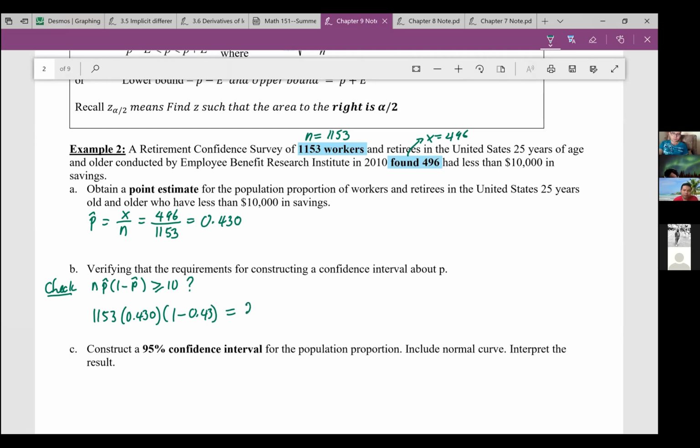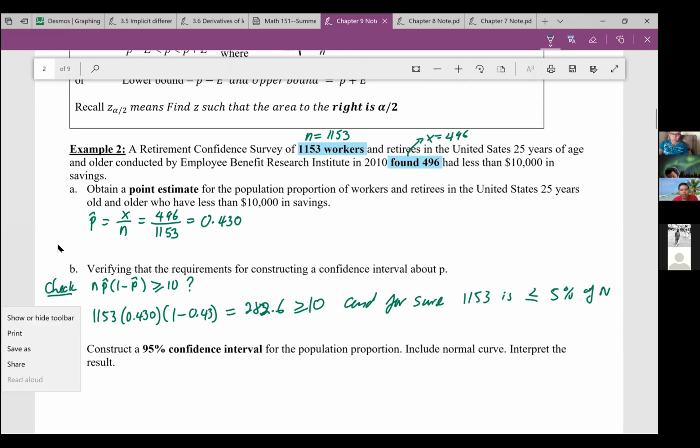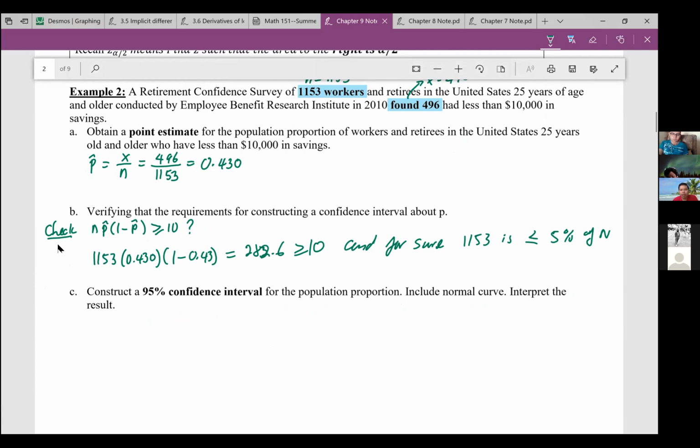All right, so this is 283.82.6, so this is bigger than or equal to 10, right? And for sure, 1153 is less than or equal to 5% of capital N, right? So that's one for sure. So once that's done, we can go ahead and construct a 95% confidence interval, right?